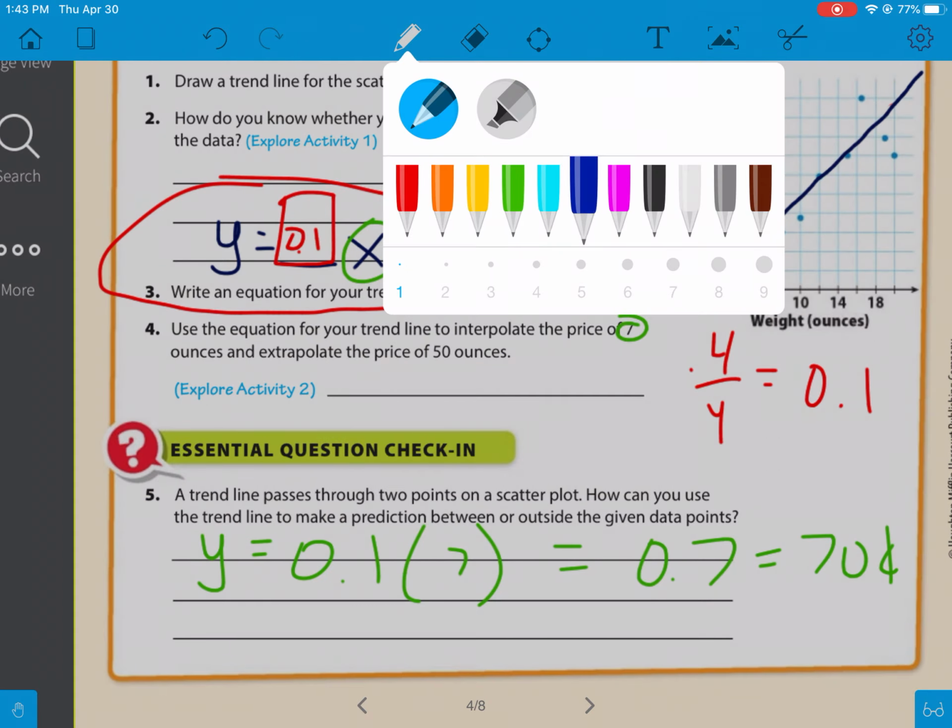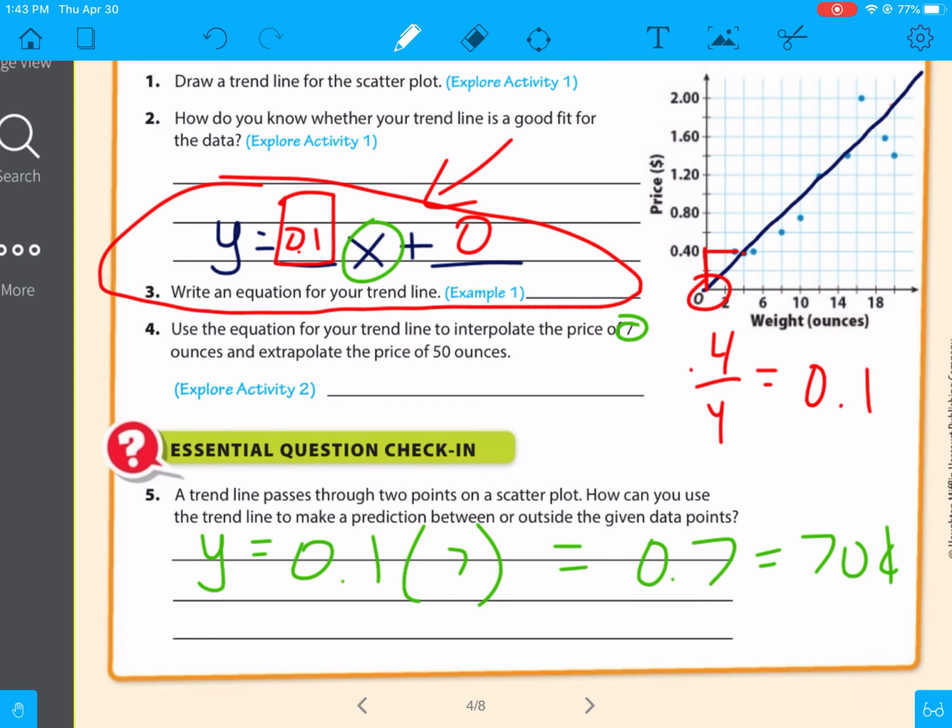Now the next one is going to be for 50 ounces. We're going to plug that into the x as well in the equation that you just created. So it's going to be y equals 0.1 times 50 equals 5. So 50 ounces costs you $5.